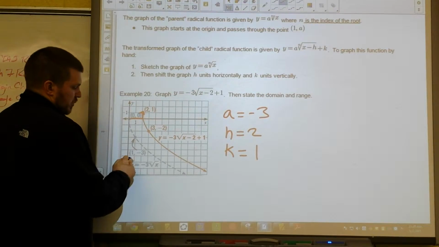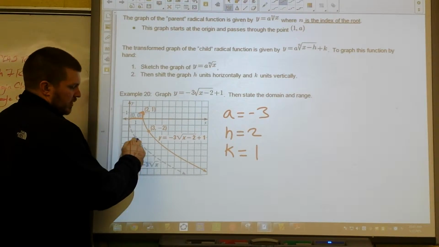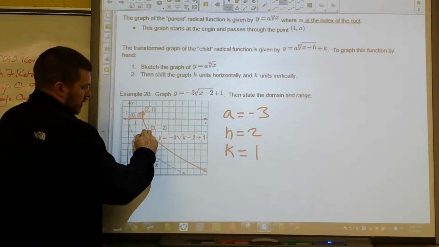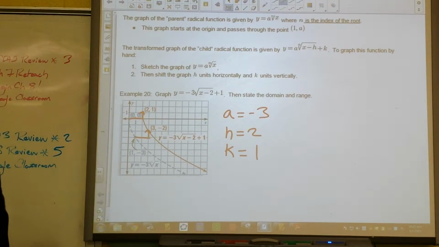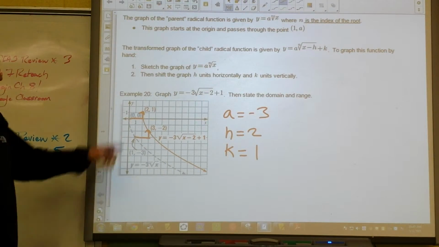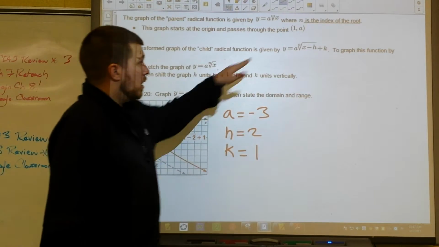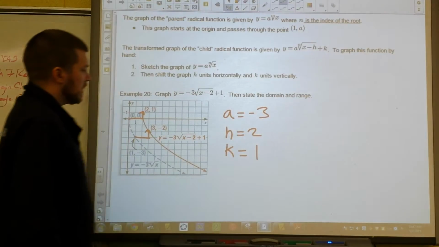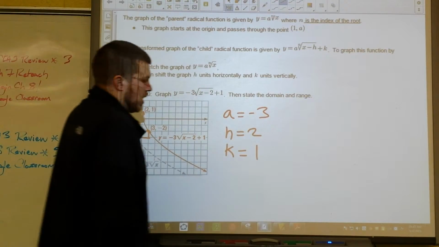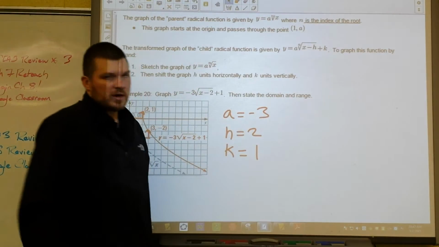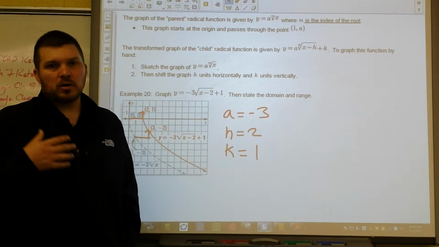Same thing, if I go to the point (1, negative 3) on the parent graph, and I go right 2 and up 1, I get to (3, negative 2), which is exactly where I'm supposed to be on the child function. So everything's checking out based on our information about the child function. Now let's talk about the domain and range. Remember, we typically say the x values are our domain, the y values are our range.